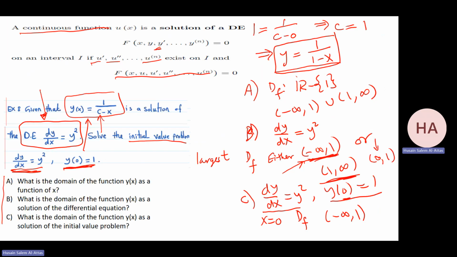And also, we need to be sure the function is a solution of the differential equation. It should be a continuous function, or it should be differentiable. If you have a first order differential equation, I need the function to be differentiable. So I need to choose an interval where the function is differentiable. If I have an initial condition, I also need to choose the interval which includes the initial condition.